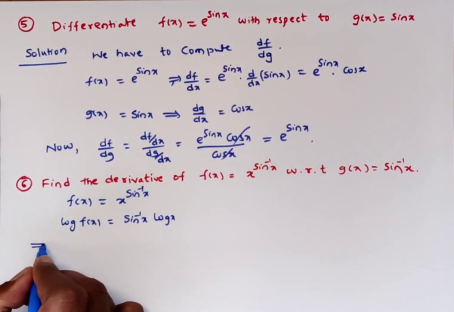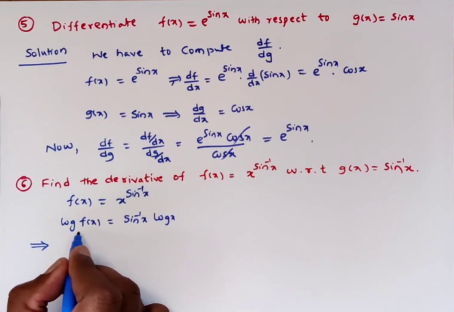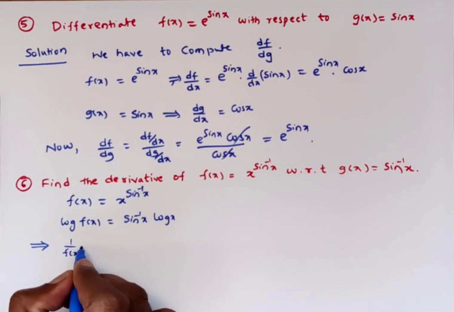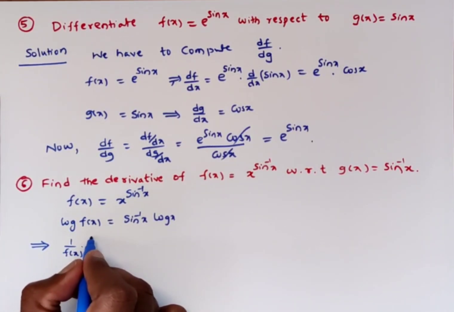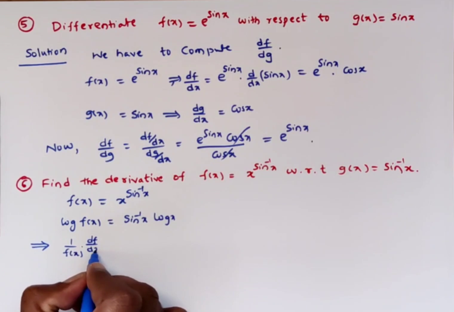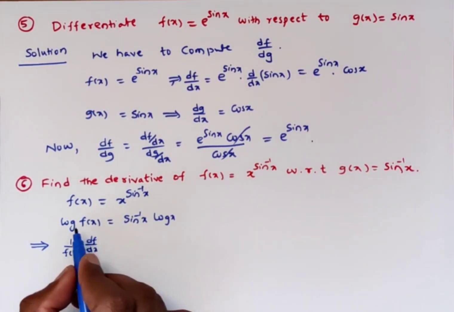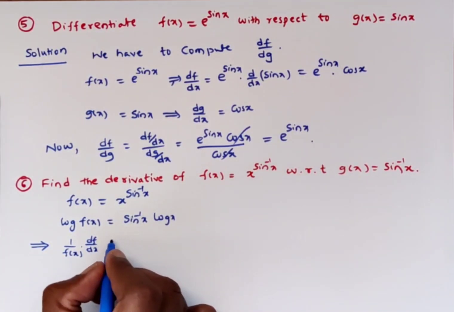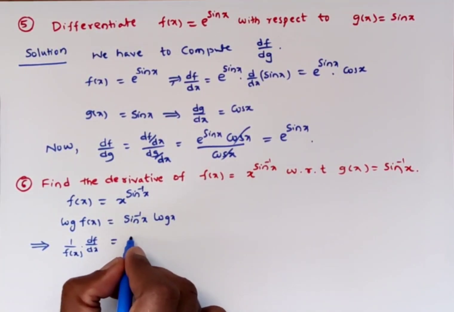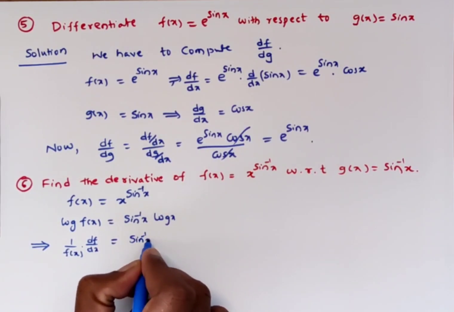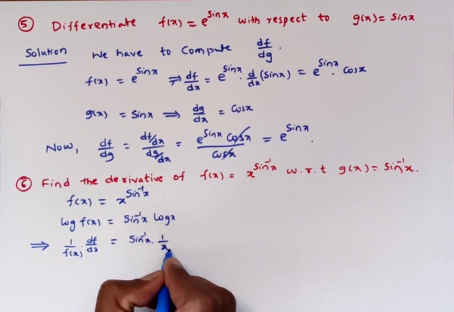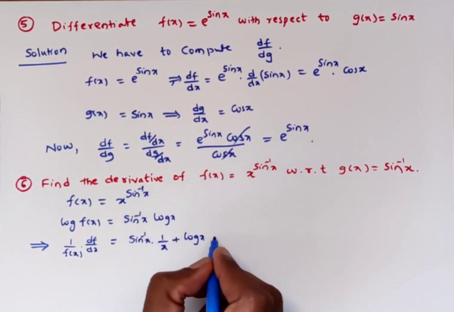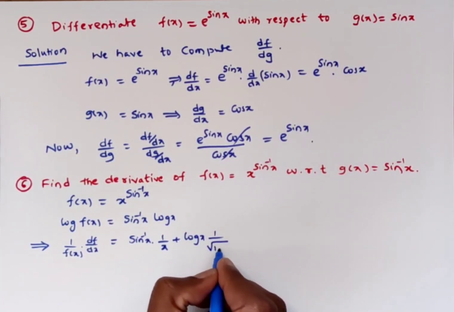Now apply the derivative. If we differentiate this, log f of x gives 1 by f of x into the derivative of f of x, that is df by dx. Since f is a function of x, there exists an inner function, so we need to apply the derivative of f. Now, by the u into v rule, sin inverse of x into the derivative of log x, which is 1 by x, plus log x into the derivative of sin inverse x, which is 1 divided by root of 1 minus x square.